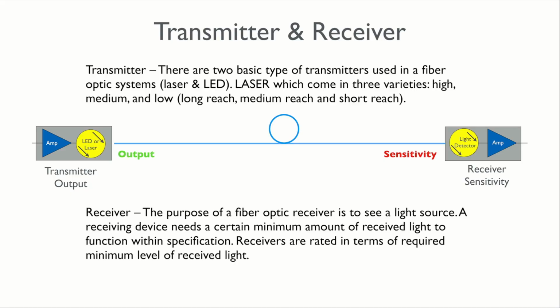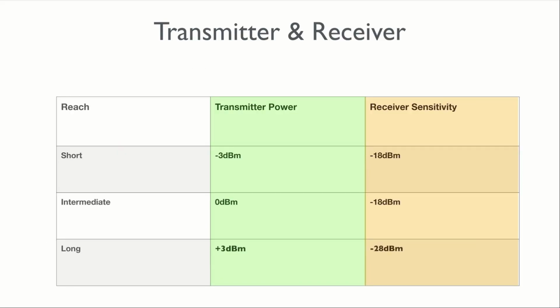Receivers are rated in terms of required minimum level of received light. Here we are looking at high, medium, and low transmit powers and their respective receiver sensitivity. For example, a short transmitter power might be -3 dBm with a receiver sensitivity of -18 dBm.